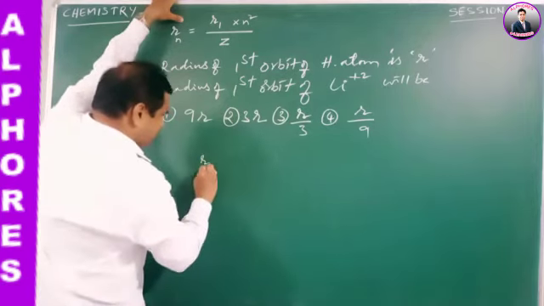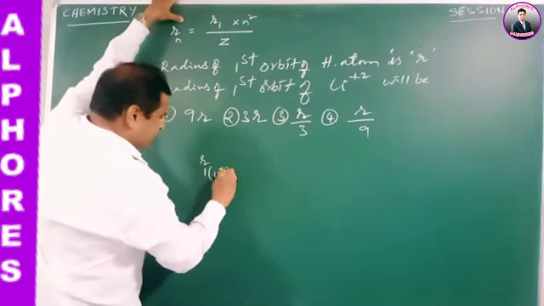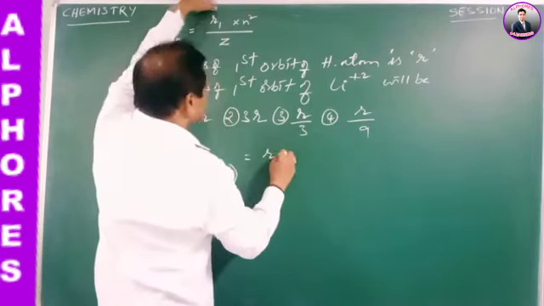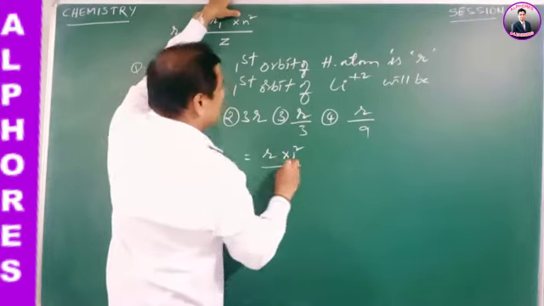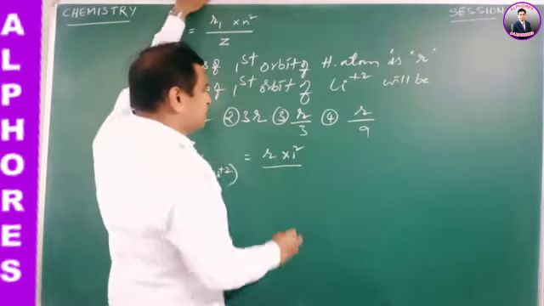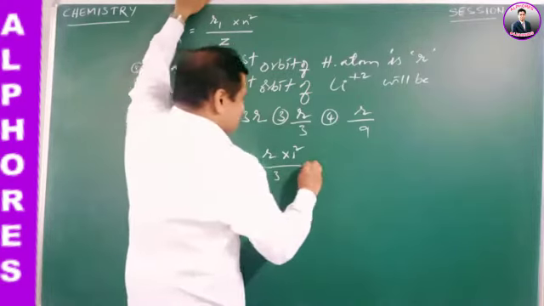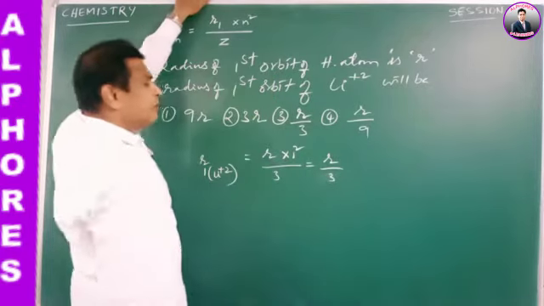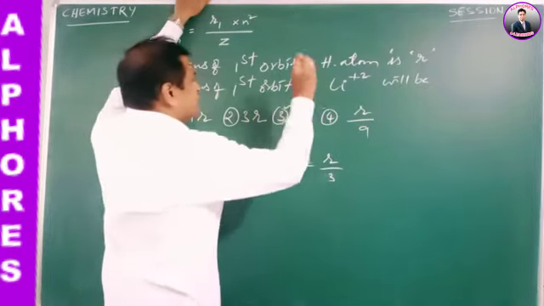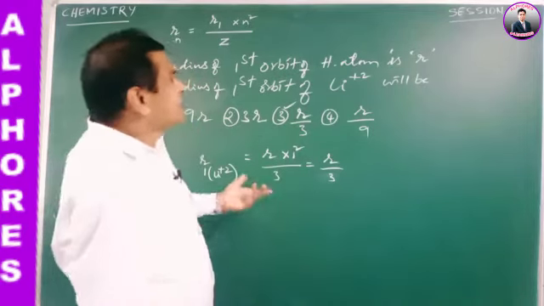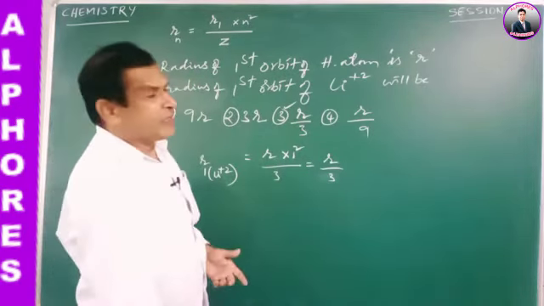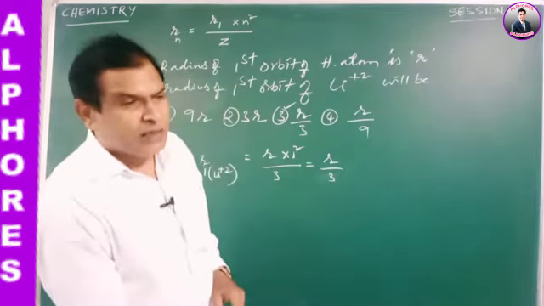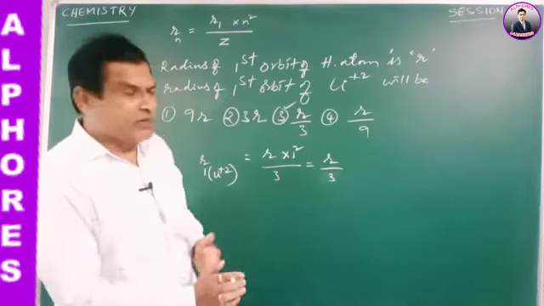Radius of the first orbit of Li 2 plus is equal to the radius of the first orbit, that is r, into n square, that is first orbit only, by Z, the atomic number of Li 2 plus, which is 3. So that gives r by 3. That is the radius of the first orbit of Li 2 plus, the third option, r by 3. So with a logical approach, these are very simple numericals. If the basic fundamental concept is clear, you can answer simple questions like this without any mistake.